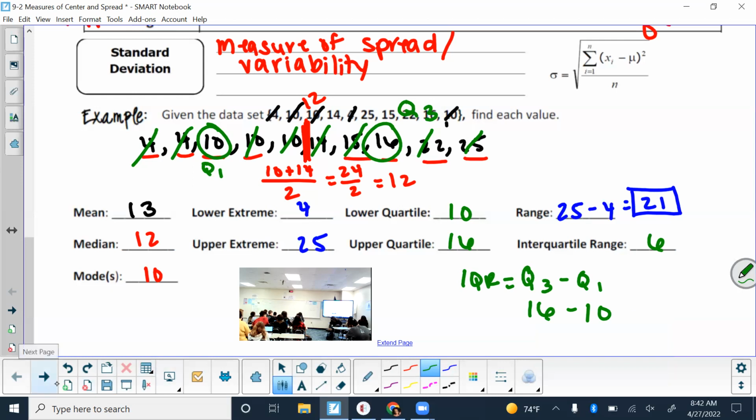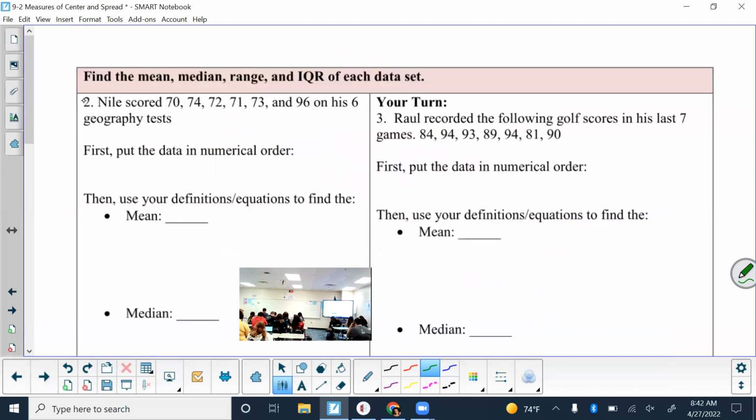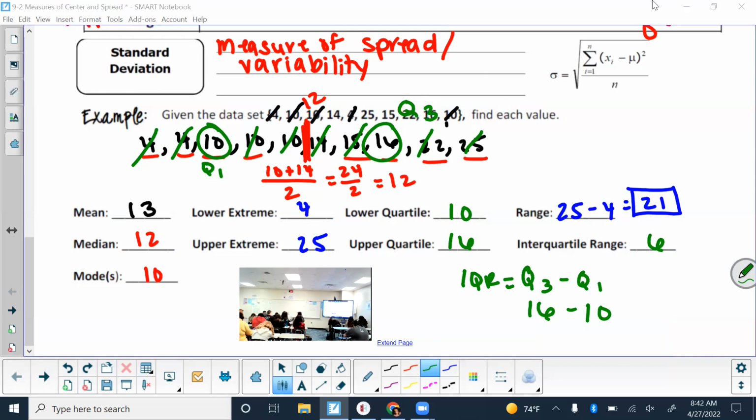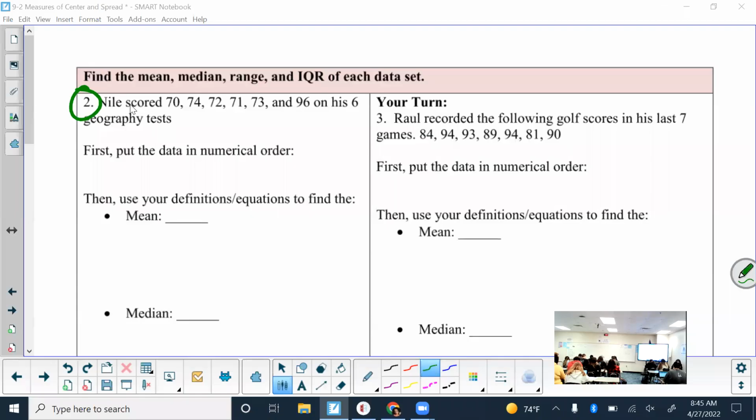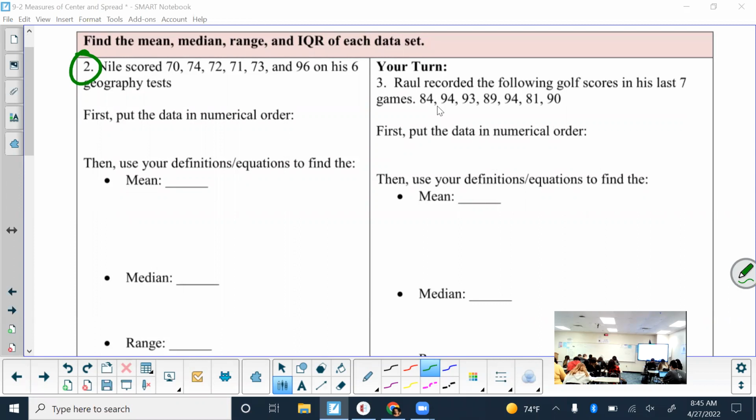All right, so are we ready to try the first one on the back? Try this first one, the number 2, and we'll go over it in about 2 minutes. I'm gonna leave it on this page so you guys can see this example. Niall scored these different scores on his 6th geography test. First, put the data in numerical order. So what does numerical order mean? From least to greatest. So what number would go first?